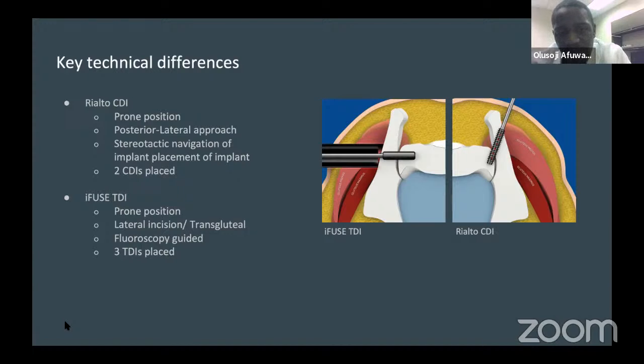Whereas the iFuse triangular dowel implant is a direct lateral approach that's transgluteal, done under fluoroscopic guidance. Of note, in this article, they say they implanted 3 triangular dowels whenever the TDI was used, whereas they implanted only 2 CTIs whenever the cylindrical threaded implants were used.